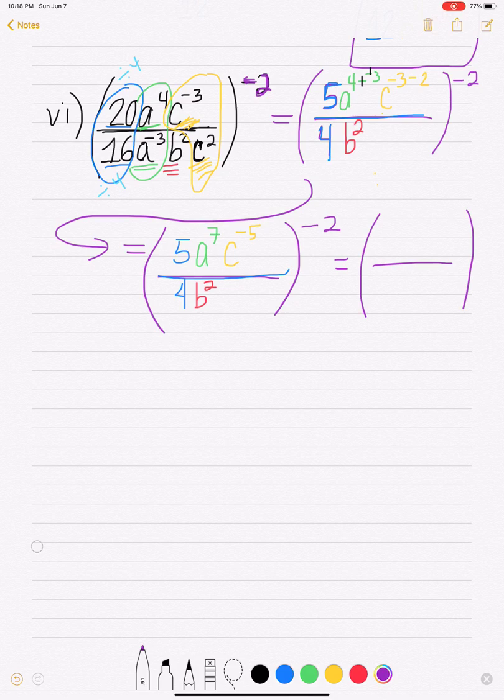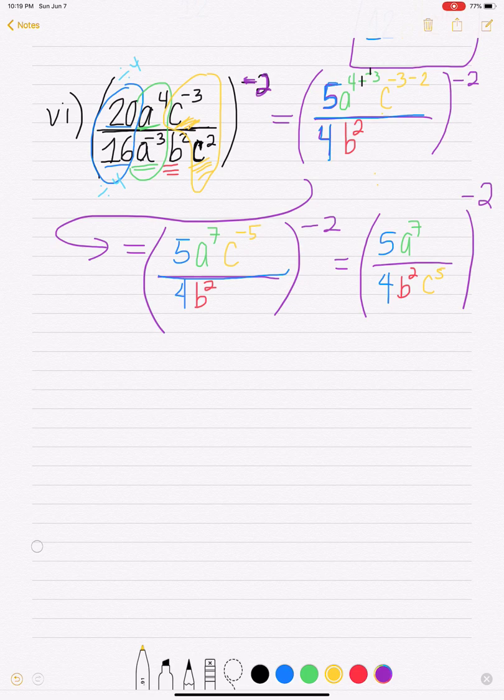So we're going to keep the big parentheses, the big negative 2 exponent out there, the 5/4, the A to the 7th, and the B squared on bottom. And C to the minus 5, because there's a minus exponent, we're going to take it to the bottom and make it C to the positive 5. So we've simplified everything inside of the parentheses.